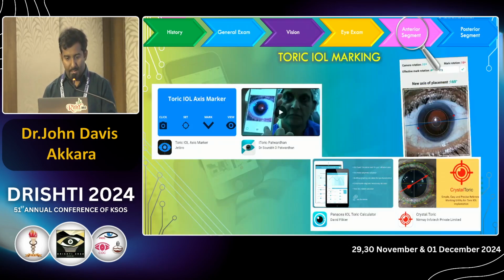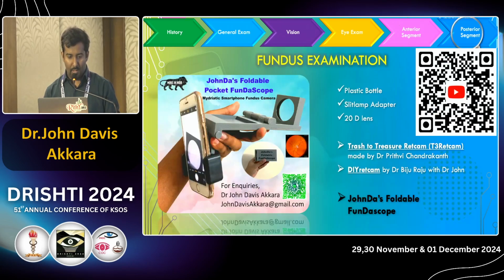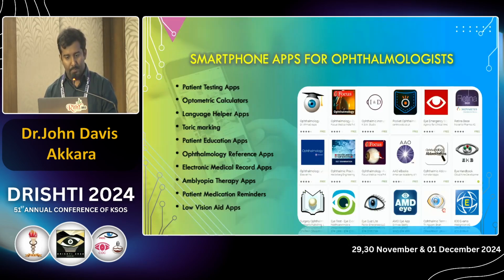And toric IOL marking, there are a few apps, toric IOL axis marker, iToric and Crystal Toric are very useful apps. Fundus Photo, there are a lot of devices. One is the Jaundas Fundascope, which is a foldable fundus camera. I'm not going to details of these. And this is a list of several apps which can be used. So this is not basically a list. I'll tell you the apps which are going to be very useful.